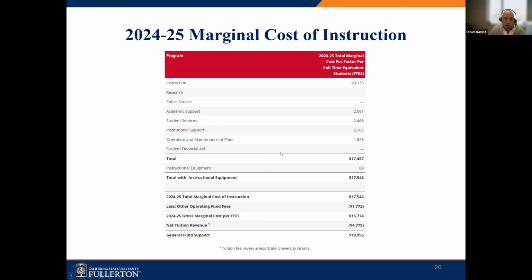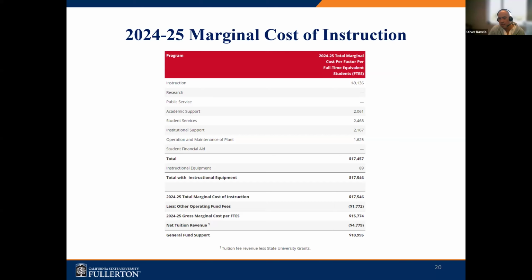The average amount of general fund support that contributes towards that $17,000 that it costs to teach one full-time equivalent student is about $11,000. And I say about because this doesn't necessarily mean that for every full-time equivalent student, Cal State Fullerton receives exactly $10,995. The system allocates general fund through a model that funds only marginal costs.